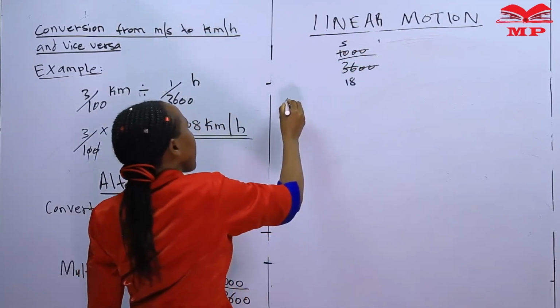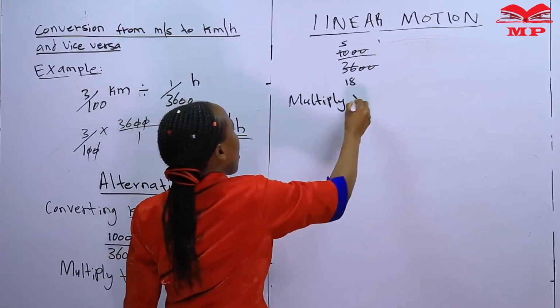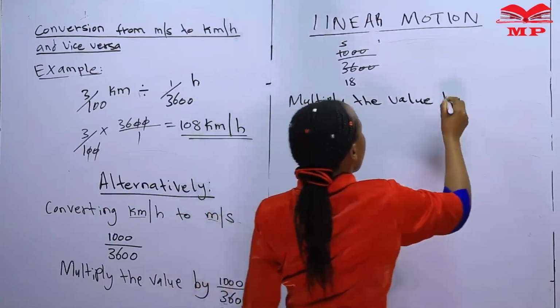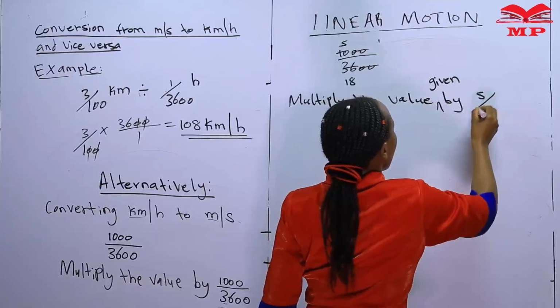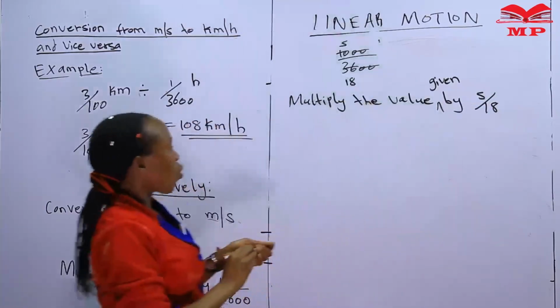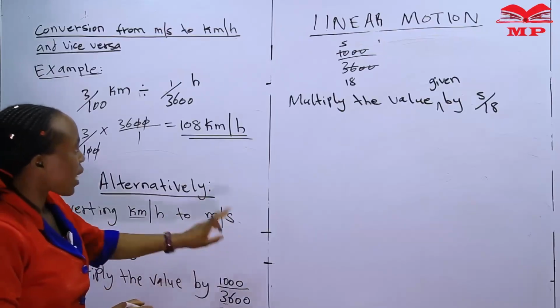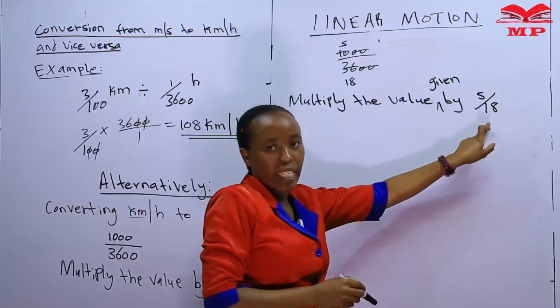So we multiply the value given by 5 over 18. So to convert kilometers per hour to meters per second, you can multiply the value given by 5 over 18.